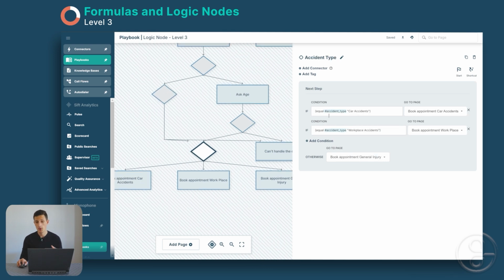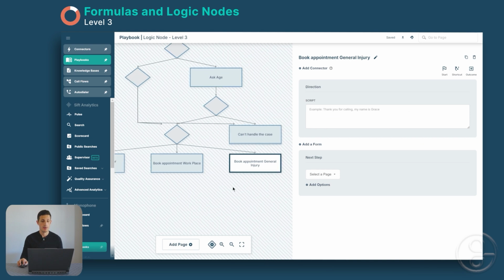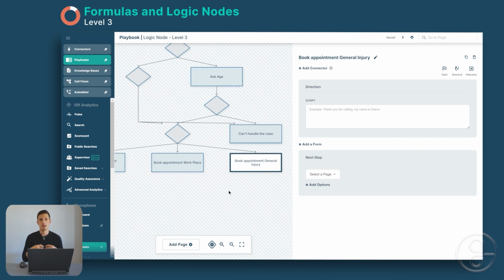Now, if none of these conditions are true, then we go to the next logic node, which is accident types, where again we're checking because in this law firm they have maybe a department or specific lawyers who do workplace accidents or car accidents. So we would like them to route to these people or lawyers depending on the accident type. But if it's a general accident type, we'll go into the general injury case, which basically moves them on to book a 15-minute, 20-minute appointment with the lawyer to have an intro meeting.